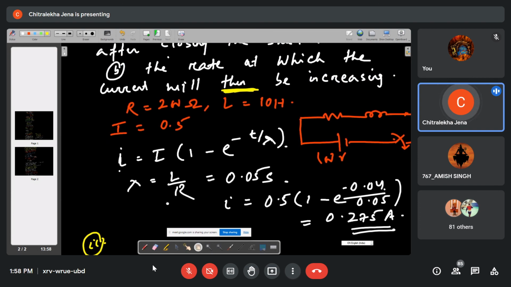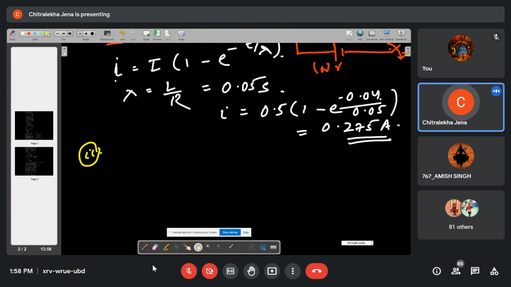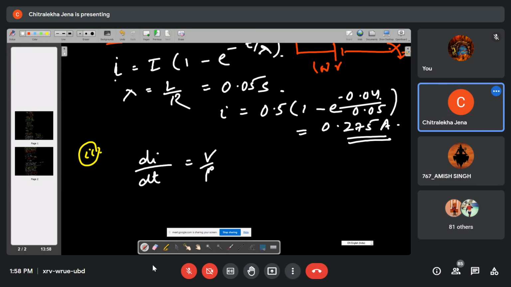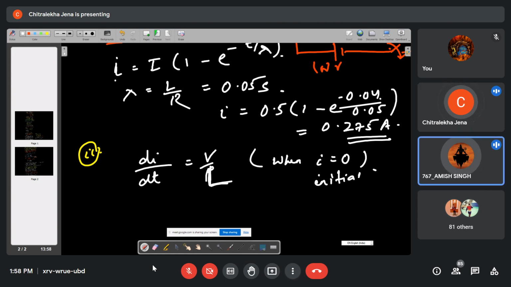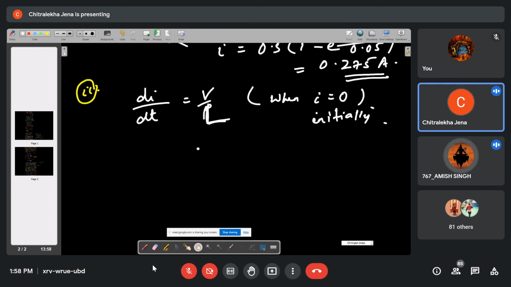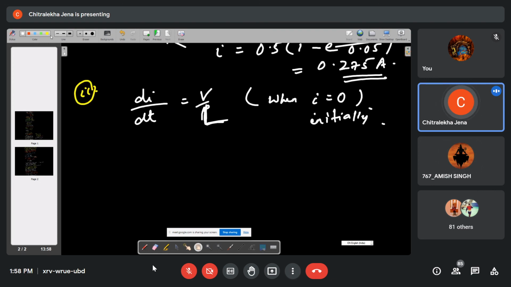Okay. So what will be my equation? Tell me. What is the equation for di by dt? It is V by L in which case? When current is 0. Yes, very good. When current is equal to 0 initially. Ma'am, here we have to take the initial value at 40 ms, right? Here initially what is the current? Here what is the equation of di by dt?